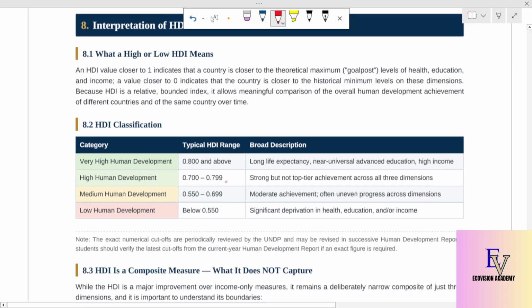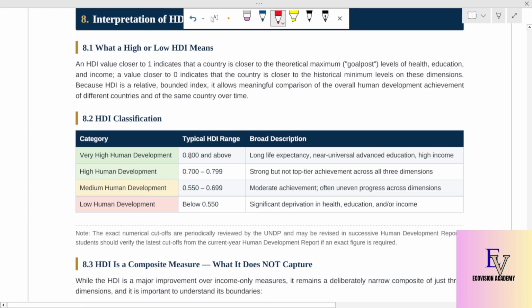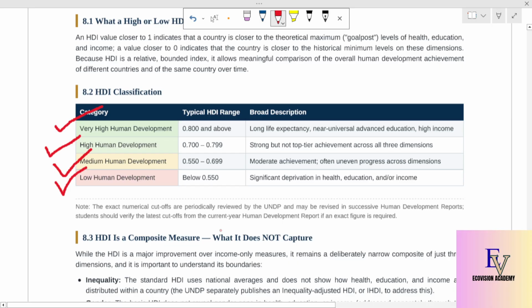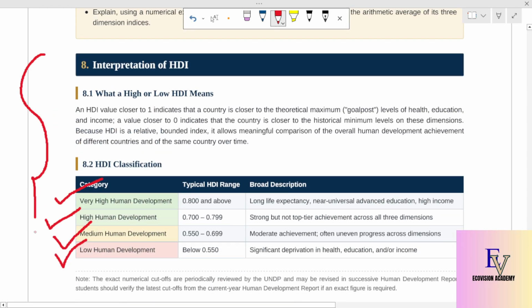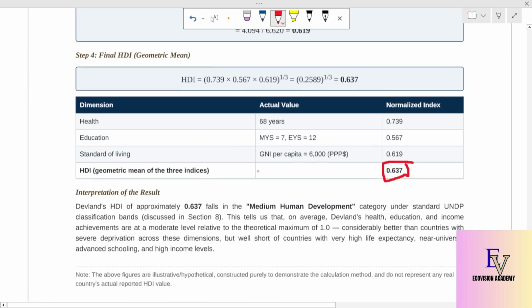The interpretation of HDI basically means: whenever the HDI is 0.8 and above, it is very high human development. When it ranges from 0.7 to 0.799, it is high human development. When it ranges from 0.55 to 0.699, it is medium human development. And whenever it is below 0.55, it is low human development. So this is the interpretation of HDI, and this is a real life example.